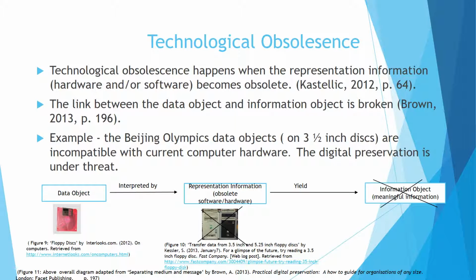The modified Brown diagram below shows that technological obsolescence occurs when the hardware and software needed to interpret the data object becomes obsolete and is not readily available anymore.